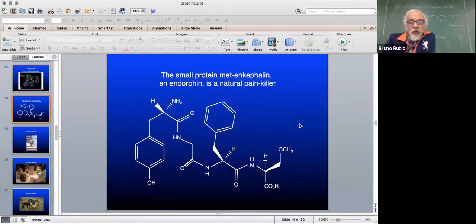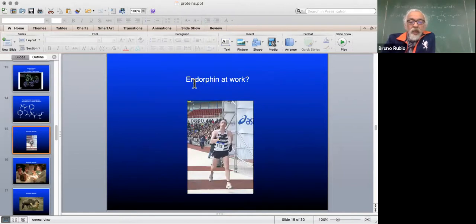This is maybe, if you're a runner or a jogger, you know about endorphins and enkephalins. These are so-called natural painkillers. It's a small protein. There's a tyrosine residue there. There's a glycine residue, phenylalanine, and then this is methionine over here. So this is 4 amino acids that get together to make this endorphin, natural painkiller, supposedly. Runner, you know, this is like a marathoner. He's just run 26 whatever miles.